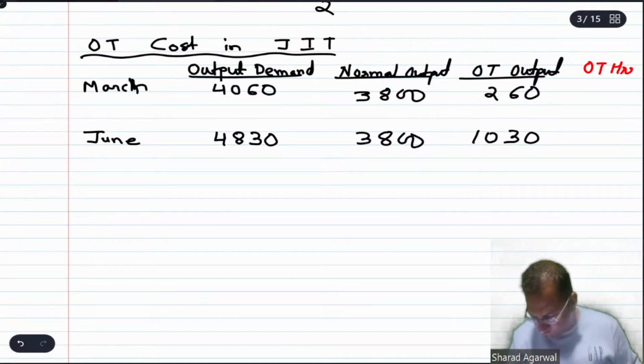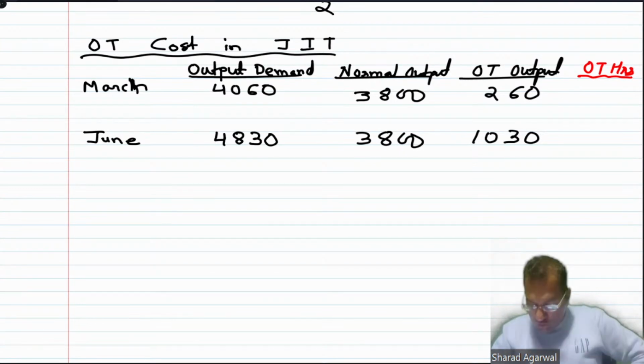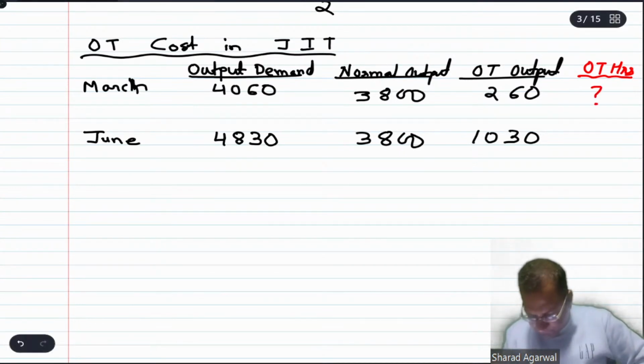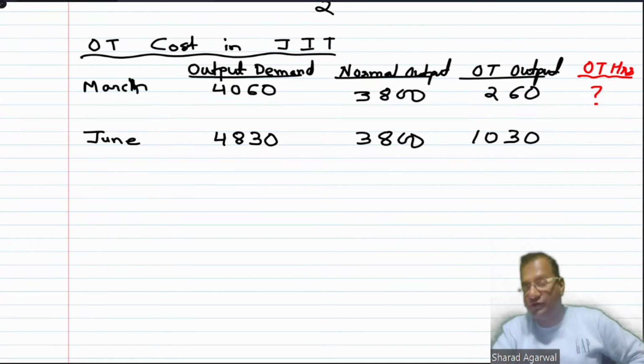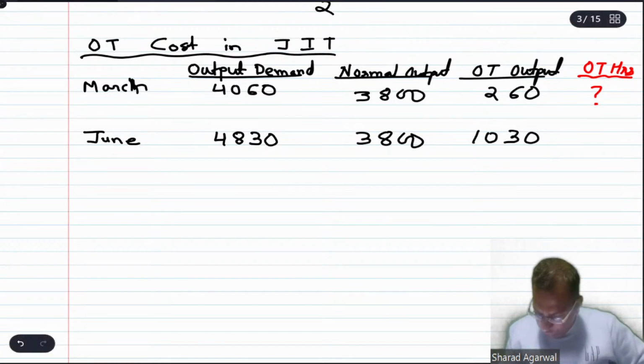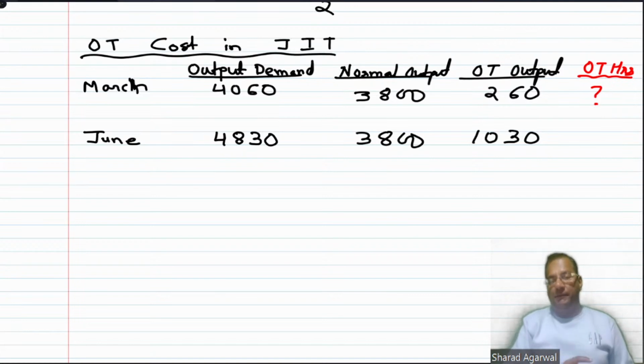Now a very, very important point: overtime hours. For an output of 260, how many overtime hours are required? Please tell me, because if labor works for 4,000 hours, the output is 3,800 hours because the efficiency is 95%. So if 260 output is required in overtime, how many overtime hours does the worker have to work? Because if a worker works for 100 hours, the output will be 95 at an efficiency of 95%. Clear? Tell me, beta.